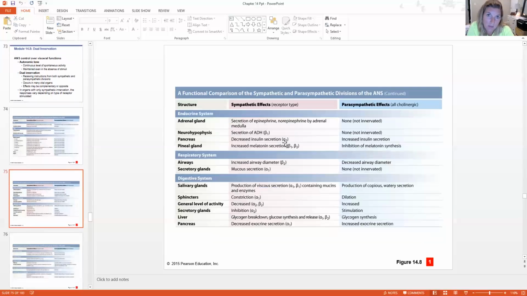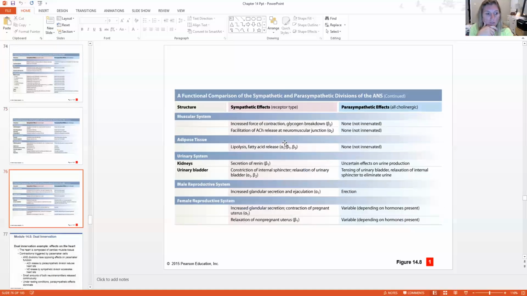Do you have to have this list memorized? No, but if I asked you, what would be the effect of dual innervation on the salivary glands? Well, salivary is digestive. So with parasympathetic, that's increasing secretion. With sympathetic, that would be decreasing secretion. That's all you need to know.